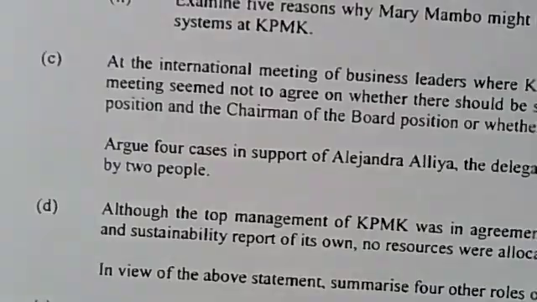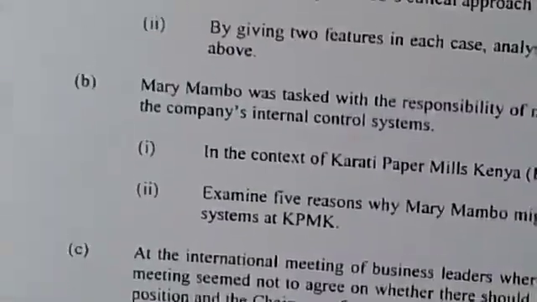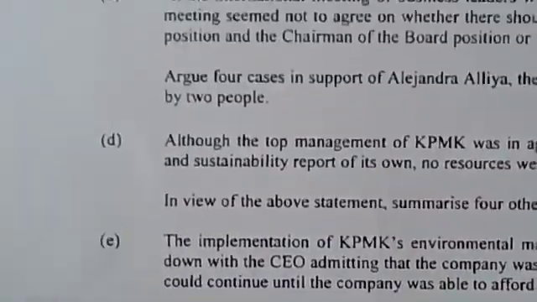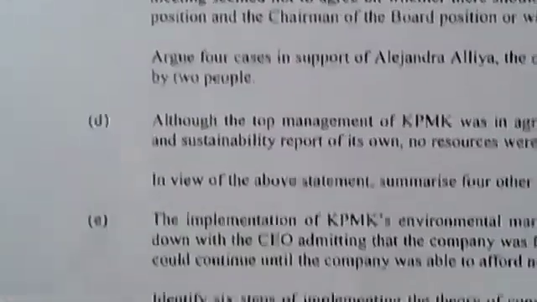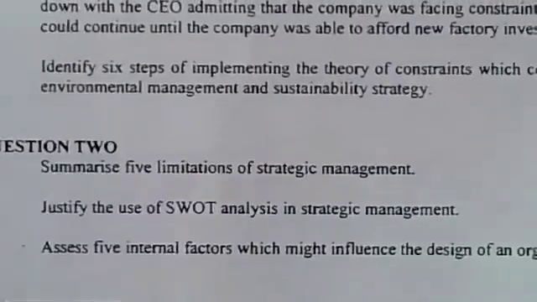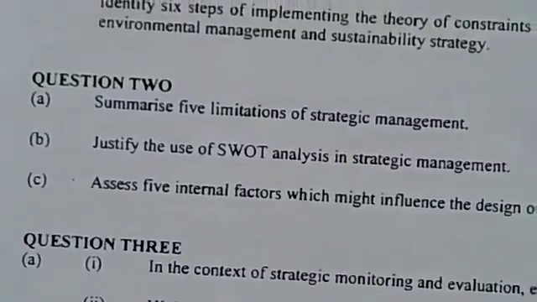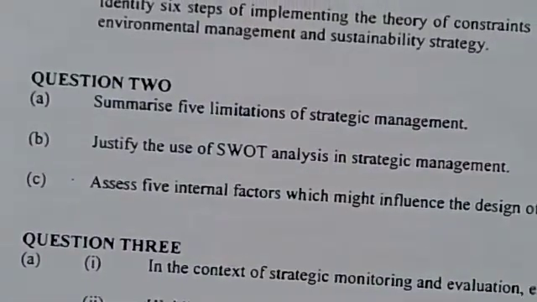So let's see the question. November 2019, question 2A. We are told to summarize 5 limitations of strategic management, 5 marks. So you would have scored the 5 marks because I think we even have more than 5 points.